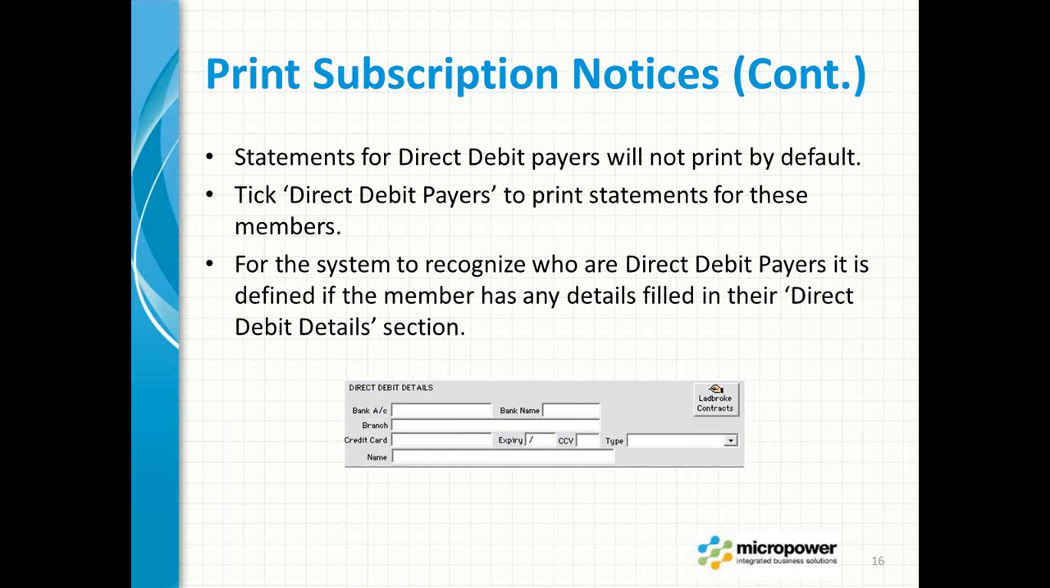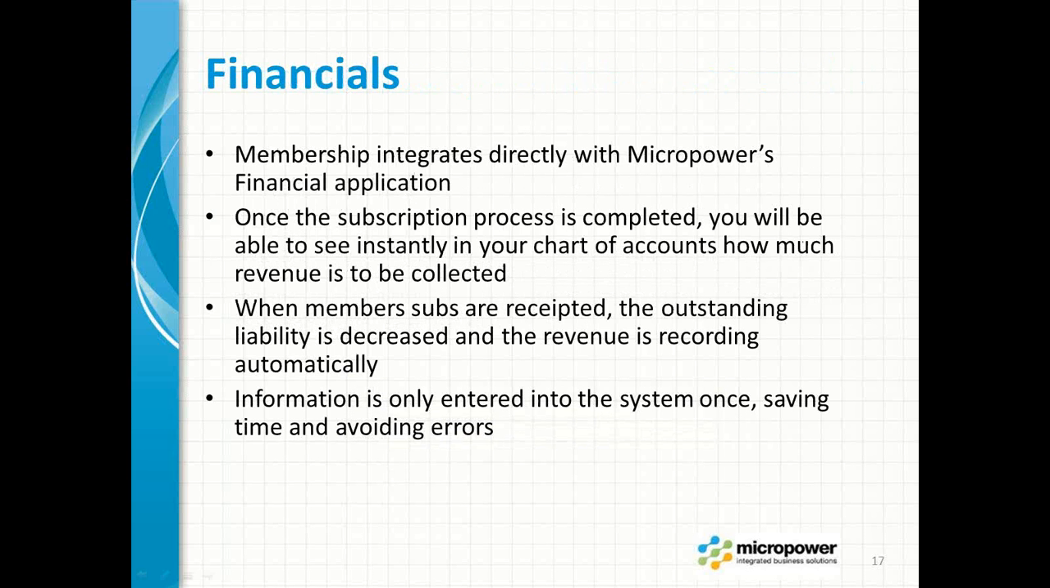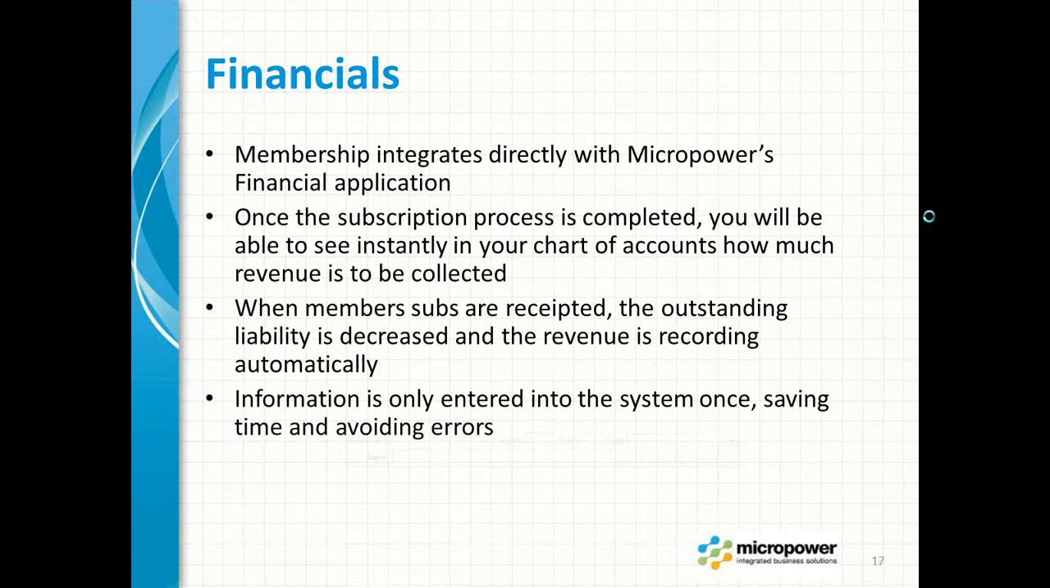For the system to recognise who the direct debit payers are, it needs to be defined in the individual member's details, and there's the direct debit details section there, so you just need to fill that information out in order for the system to know who your direct debit payers are. So that was the final step in the subscription process.